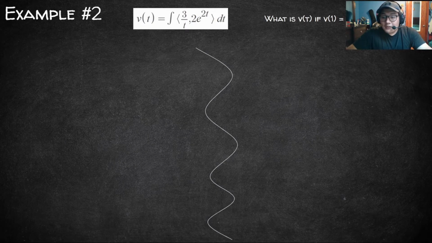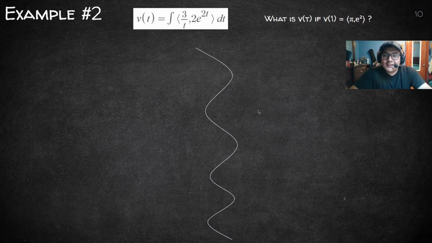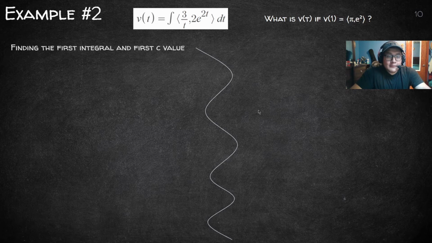Example 2. What is v of t if v of 1 is equal to pi, e squared? Now we have values. This is kind of weird, and there's an integral, so I think we need to integrate the functions. Let's start with the first one, finding the first integral and first c value.